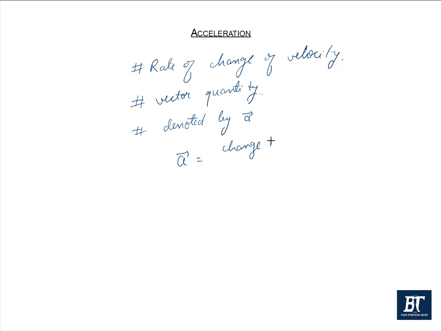So acceleration is change in velocity upon time. So acceleration is change in velocity, so change in velocity will be equal to final velocity of the object minus initial velocity of the object upon time t.